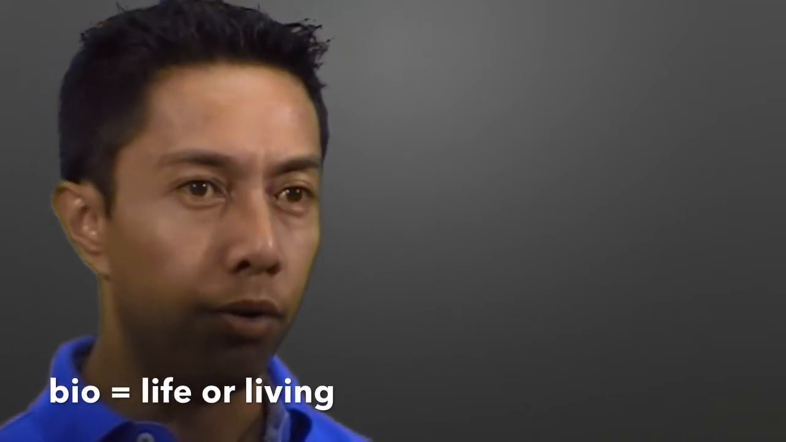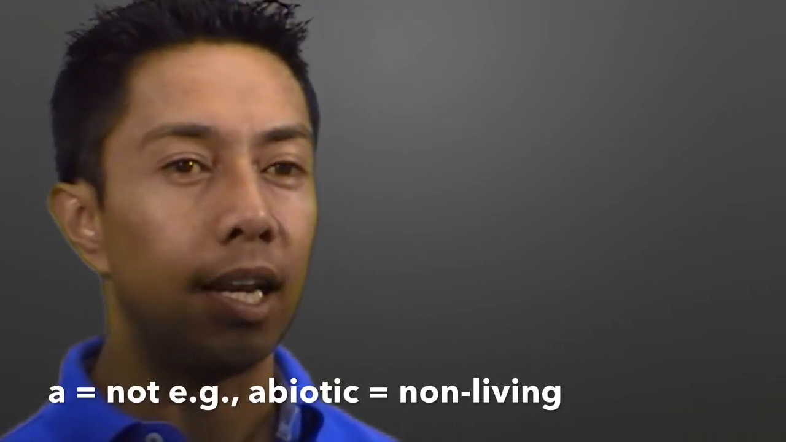So for example, biotic contains the prefix bio, which means life or living. So these are the living things which affect the survival of an organism, while the prefix a turns the word into its negative. So an abiotic factor would refer to the non-living things in the environment which affect the survival of the organism. I'll leave it to Paul Bozeman to define these two terms.